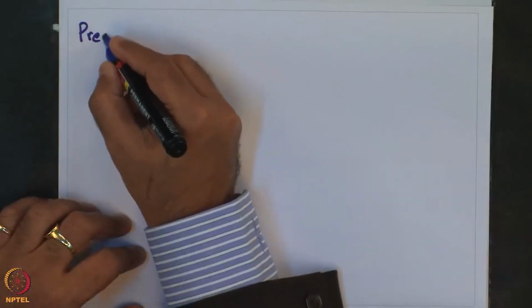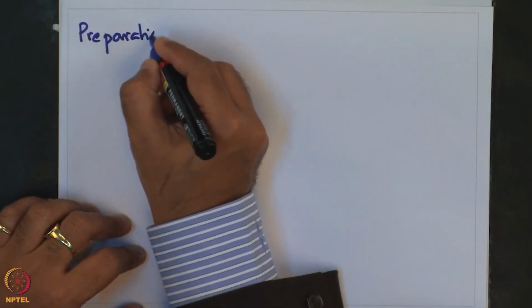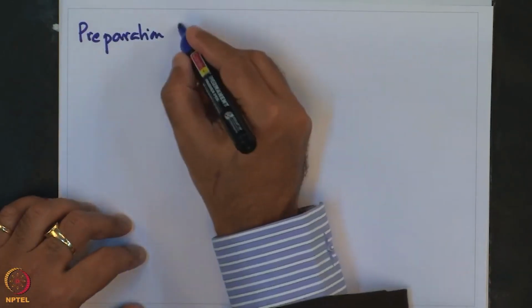Another method is the preparation of cyclobutadiene complexes from metallocyclopentadiene complexes. This is a very interesting example where cyclobutadiene is constructed from metallocyclopentadiene complexes, and this preparation occurs by ring contraction.